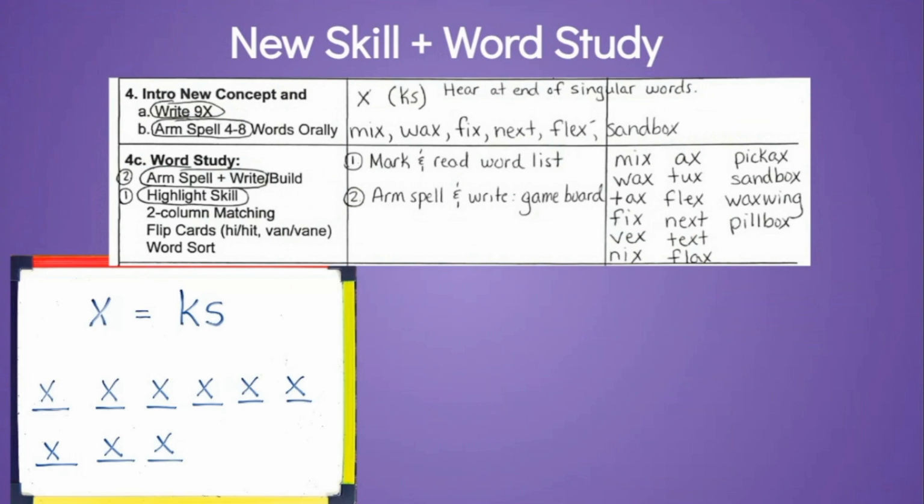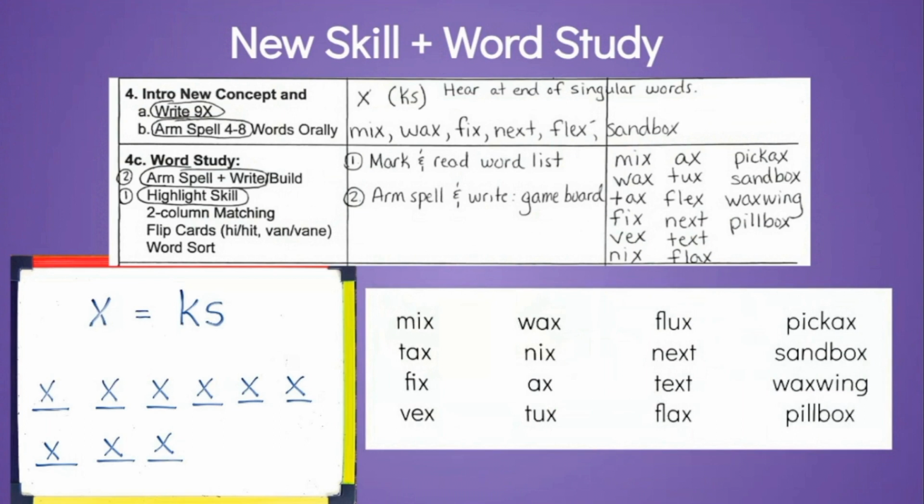After arm spelling is word study. Choose no more than 2 out of the 5 choices. I have chosen to mark and read words from a word list, and I pulled this word list right from the lesson page. We will highlight the X, say the sound, then read the words. After we have marked and read all the words, we will arm spell and write words to make a game board.